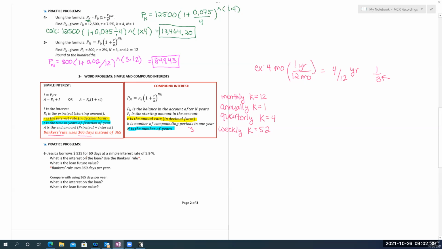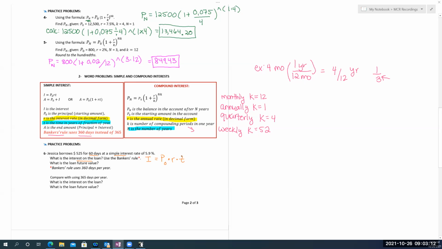So on this one, Jessica borrows $525 for 60 days at a simple interest rate. What's the loan's future value? Oh, sorry. First it says what's the interest on the loan. Sorry. And it mentions this banker's rule. So to find interest, I have my interest formula. It's PO times R times T. It said simple interest. I'm going to the simple interest formulas.